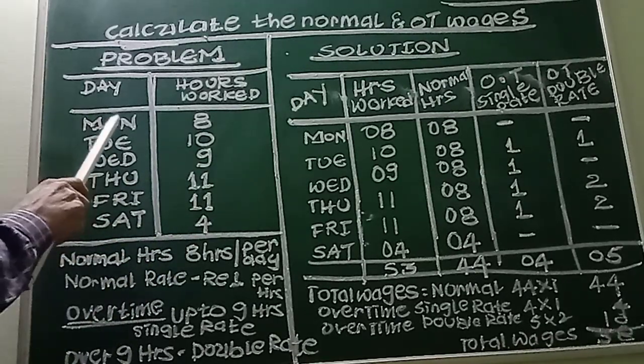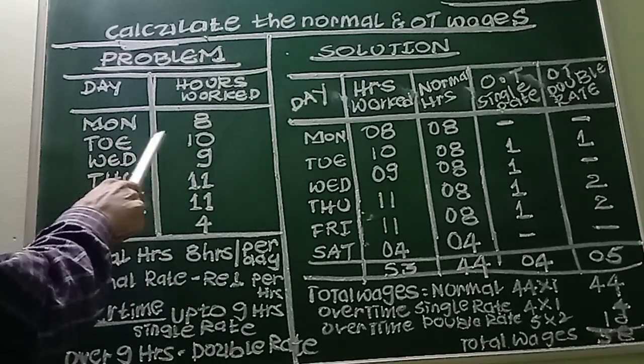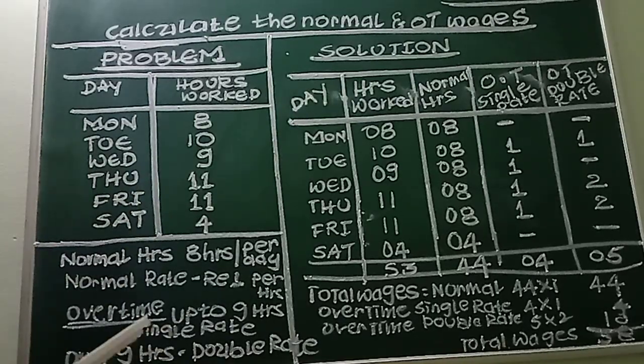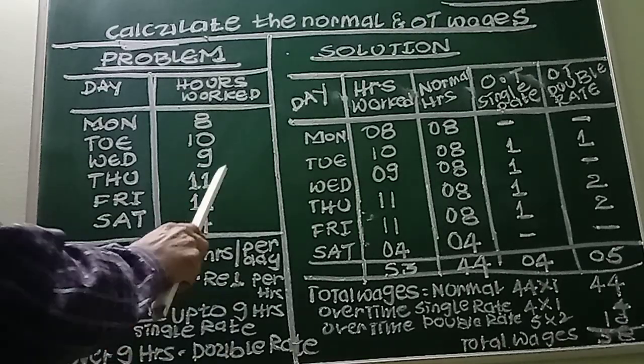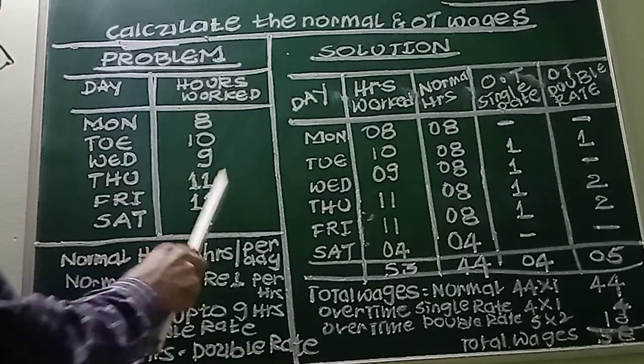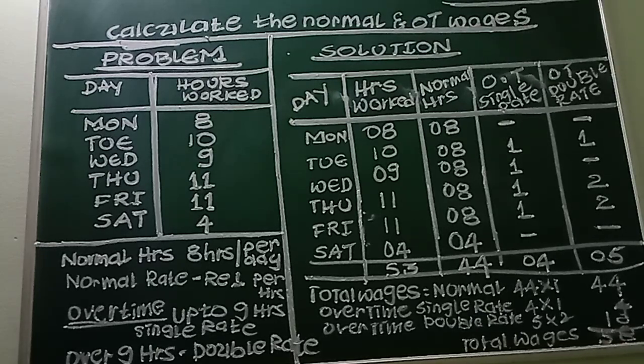Monday he has worked for 8 hours. Tuesday he has worked for 10 hours. Wednesday he has worked for 9 hours. Thursday he has worked for 11 hours. Friday he has worked for 11 hours. And Saturday usually it will be considered as a half day, where he has worked only for 4 hours. So the assumption is Saturday is assumed as half a day.